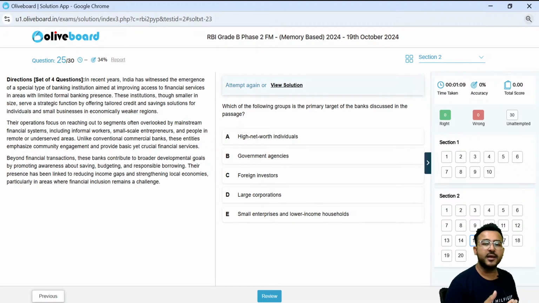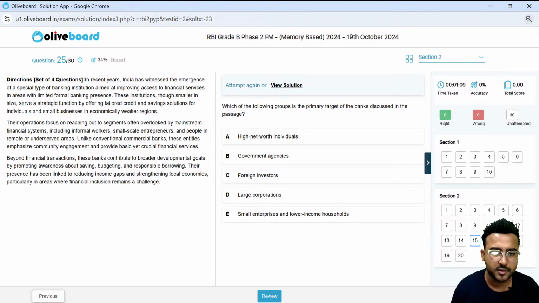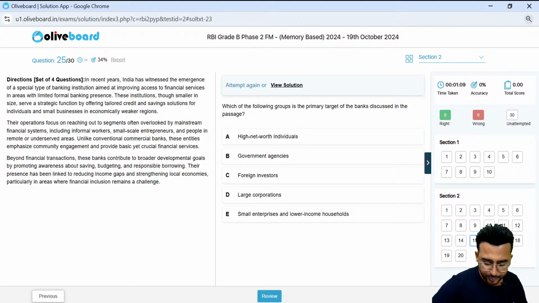Which of the following groups is the primary target of the banks discussed in the passage? Now they've already given you the target group.